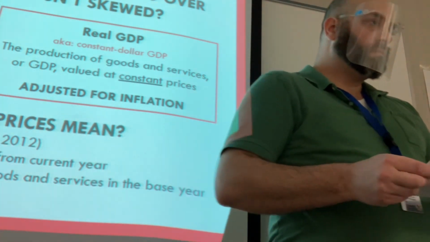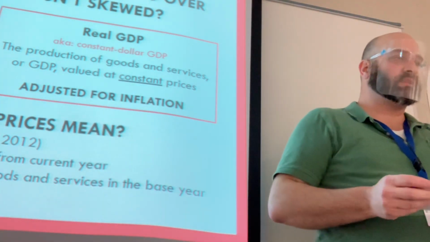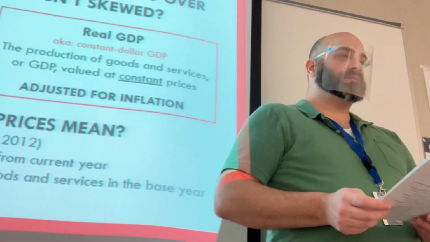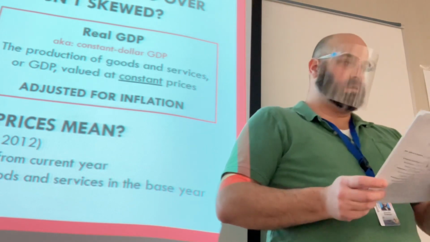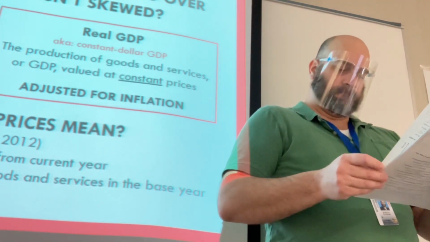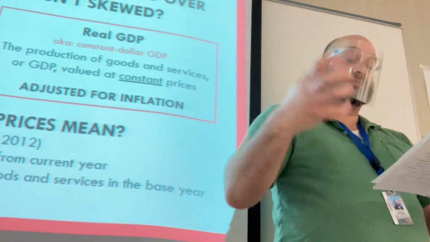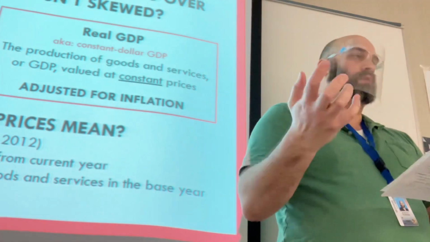So we use the amount of goods and services produced from the current year, but we multiply those amounts by the prices of the goods and the services in the base year. So goods produced in 2020, but they use the prices from 2012 in the real GDP.